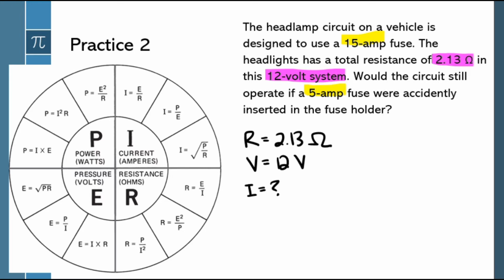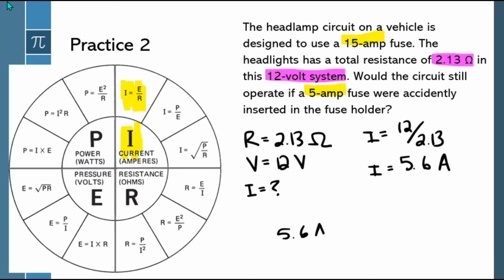All right, which one are we going to use? Looking for I, have V in our same one. 12 divided by 2.13, and that current is going to give us 5.6 amps. So there's the answer to 1. Actually, they didn't even ask us that. We just want to know if the circuit's going to operate if we accidentally put in a 5 amp fuse. Well, 5.6 amps is greater than 5 amps, so the circuit will not work.